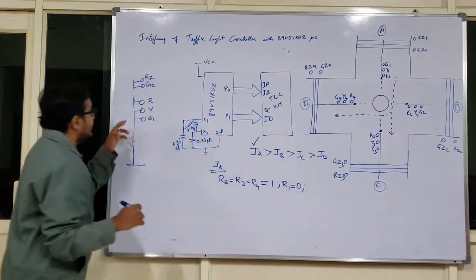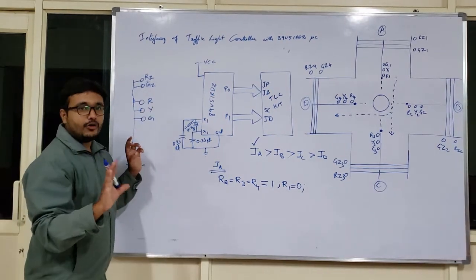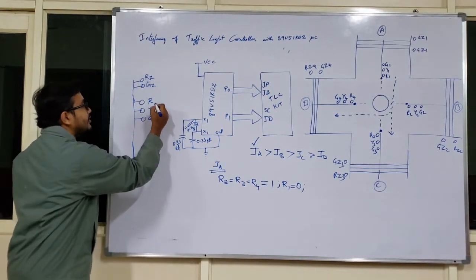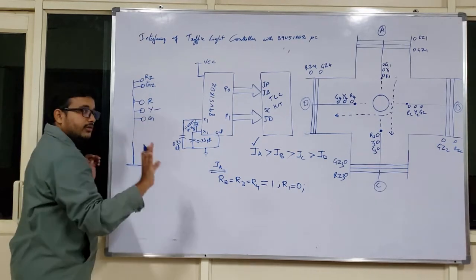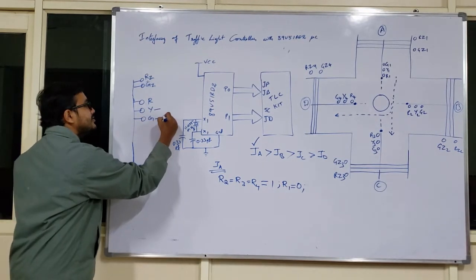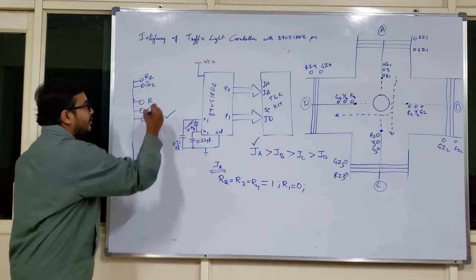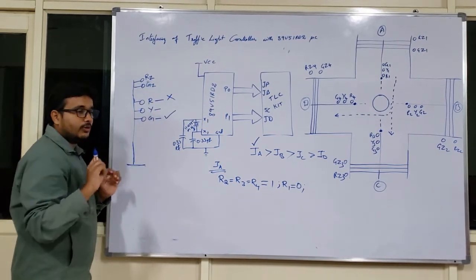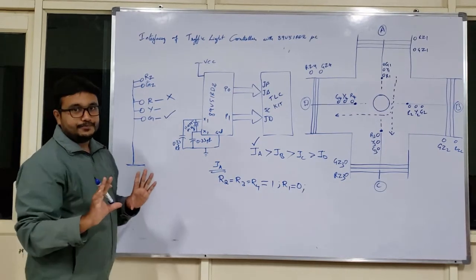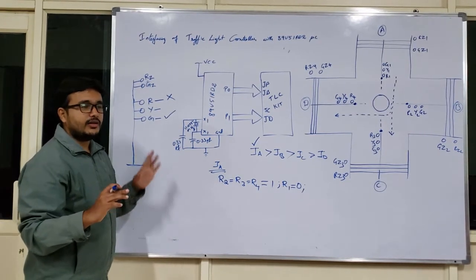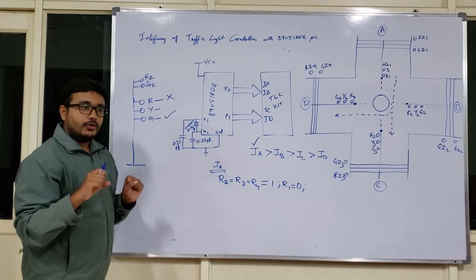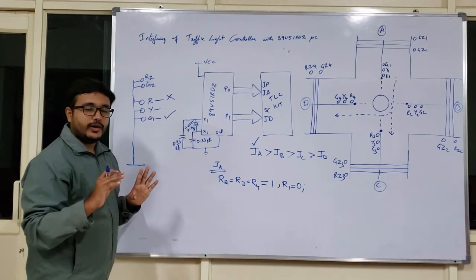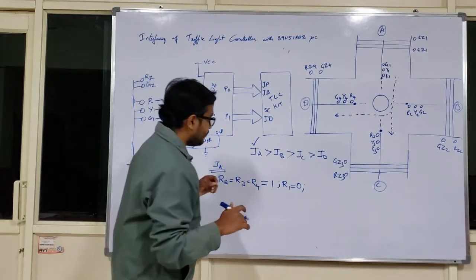Generally, red indicates to stop the flow of vehicles, yellow indicates to slow down the vehicles, and green indicates to accelerate your vehicle. Red is to completely stop the vehicle. Yellow is to slow down or to be ready. Sometimes we can use the yellow light to get ready for the movement of the vehicle.